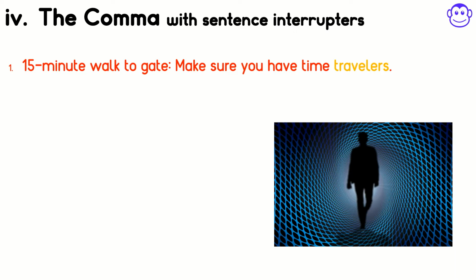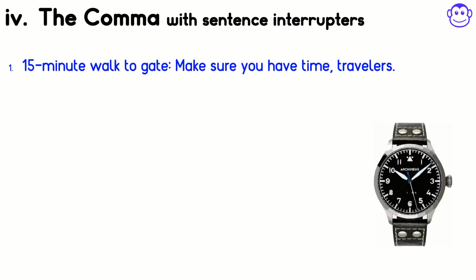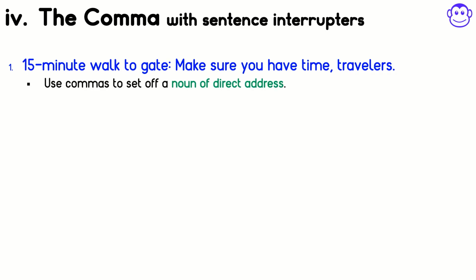This is an instance of direct address, which is when a sentence contains the name of the person to whom the message is directed. The inclusion of a comma clearly directs the message to its intended recipients, and warns that all travellers should allow themselves sufficient time for the 15-minute walk to the gate. When we use direct address, we should use commas to set off the noun or noun phrase from the message.